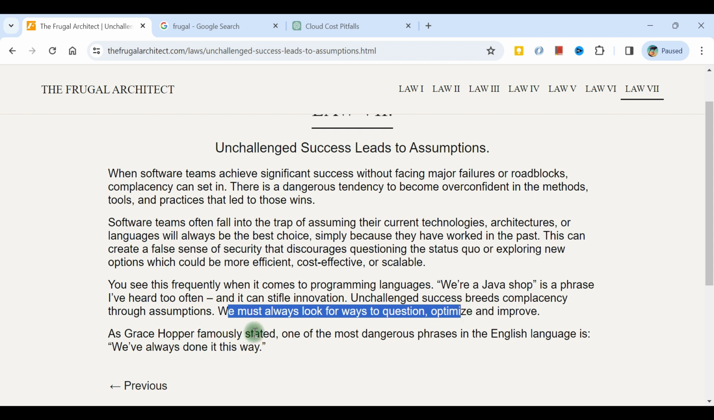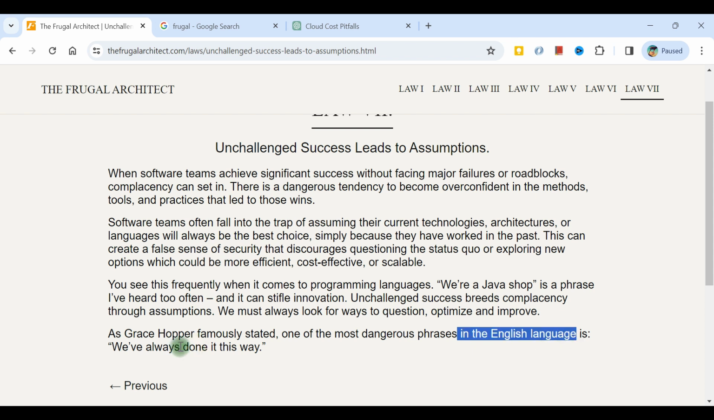As Grace Hopper famously stated, one of the most dangerous phrases in the English language is "we have always done it this way." This is the most critical, most important line. I have read it again and again. We have always done it this way. Maybe I'm going to take a printout of this and paste it somewhere on the wall.